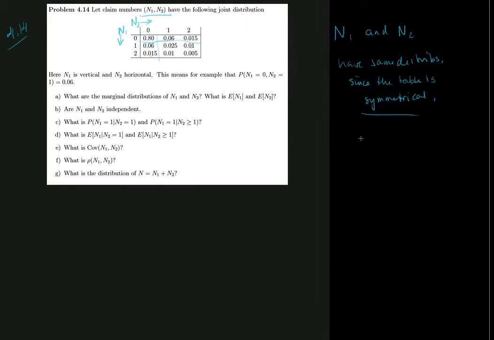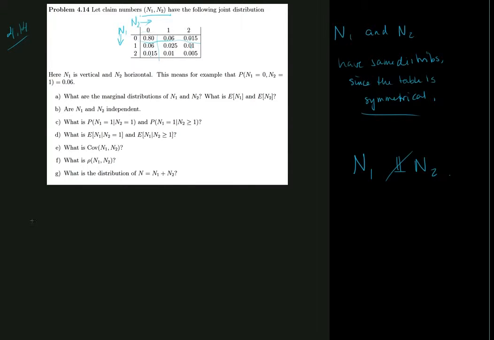Hi and welcome to part 2 of the solution of problem 414. In the previous video, we just concluded that N1 and N2 are not independent. So we will have to do some calculation for these conditional probabilities.